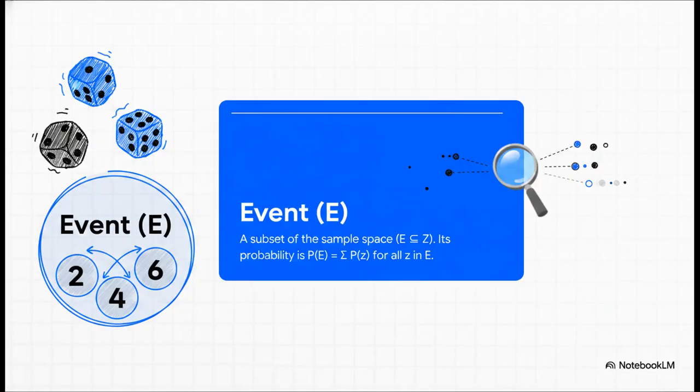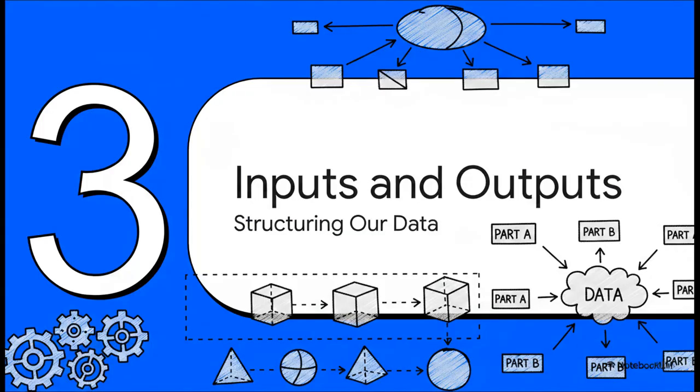A lot of the time, we don't really care about just one specific outcome. We care about a group of outcomes. We call this an event. So back to rolling a die. The outcome rolling a 2 is a single data point, but rolling an even number, that's an event because it includes the outcomes 2, 4, and 6. And to find its probability, it's incredibly simple. You just add up the individual probabilities of all the outcomes inside that event. That's it.